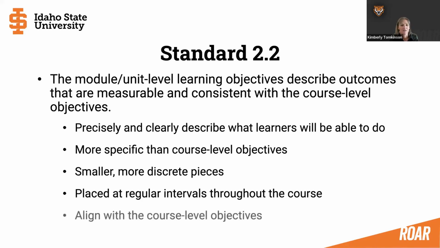And again, I don't think we can reiterate enough that alignment is critical when we're talking about learning objectives. So we want to make sure that module level objectives and course level objectives are related to one another and that we can clearly see that alignment and that we can explain that to our students.